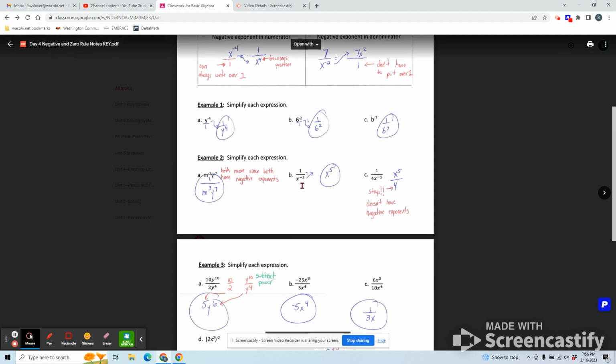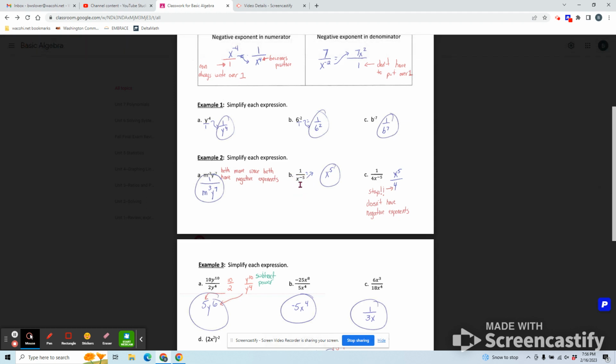So in letter B, I have a negative exponent, but it's already in the denominator. So that means I have to move it from the denominator to the numerator. So I'm moving it from the bottom to the top, x to the 5th.